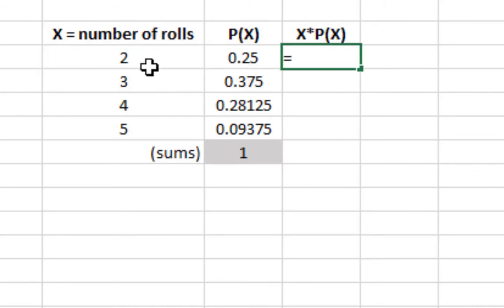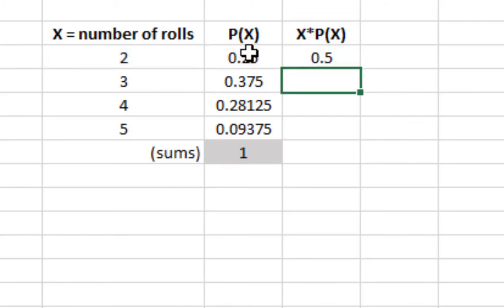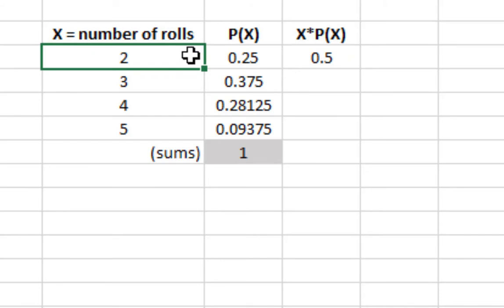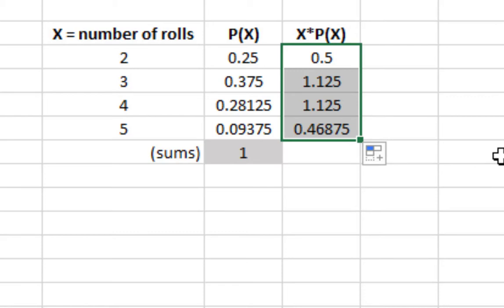Let's do that now. So take 2 and multiply it by 0.25, which means we see 2 rolls 25% of the time, which means that row right there contributes a half a roll to the average. If I drag that down to the next, that row contributes 1.125 rolls to the average. Drag it again. That row contributes 1.125 to the average. Drag it again. That contributes about a half of a roll to the average.